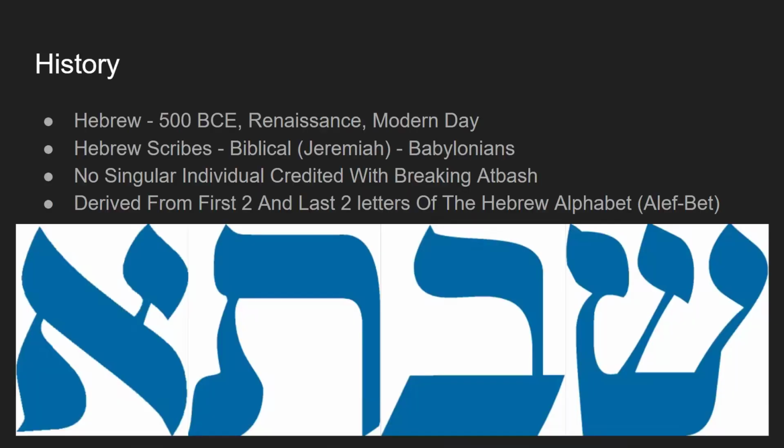The Atbash cipher was invented by Hebrew scribes and used as early as 500 BCE and through the Renaissance and medieval periods, and is still used today. Originally, it was designed for the Hebrew alphabet and was actually used to hide some messages in the Bible. An example can be found in Jeremiah, where the names of some places and people are encoded.